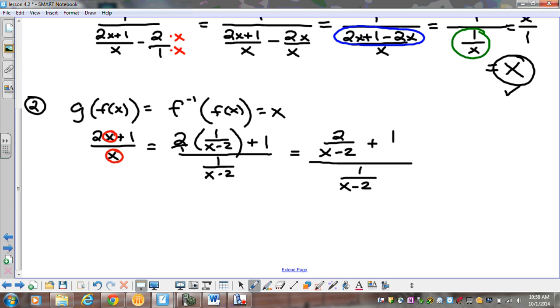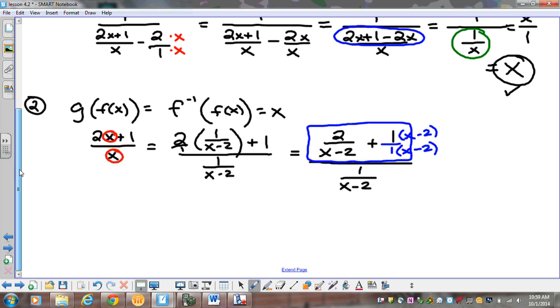Now, if you look up here in the numerator, just like in the previous part that we did, I've got a fraction plus a fraction. The only way to add fractions is if they have a common denominator. So what I'm going to do here, my common denominator between the two will be x minus 2, so multiply by x minus 2 here, and by x minus 2 here. That's going to help give me my common denominator.